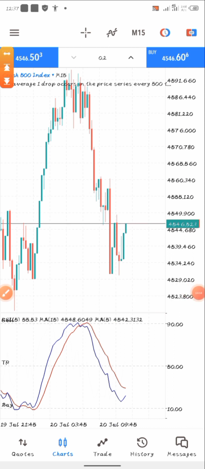Then you have your indicator setup, guys. Now we are on the 15-minute time frame. This is when I'm going to show you how you can make use of the strategy. We are on the 15-minute time frame.